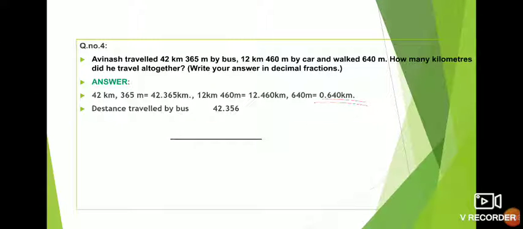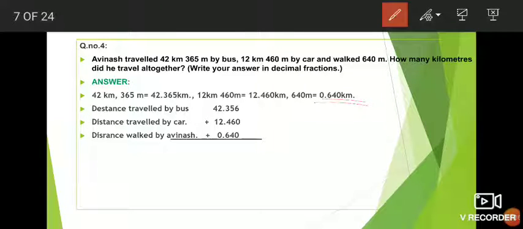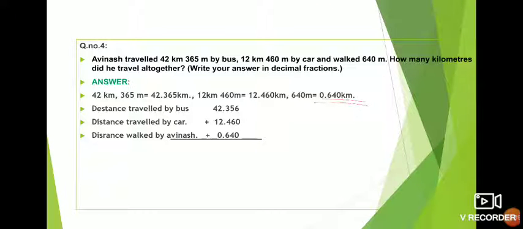Now distance travelled by bus is this much, that is 42.365 kilometers, and distance travelled by the car 12.460 kilometers, and distance walked by Avinash, he walked 0.640 kilometers. Now here what is the question? Altogether they asked how many kilometers did he travel altogether. Altogether means here we have to do the addition of all these distances. So we will do the addition.